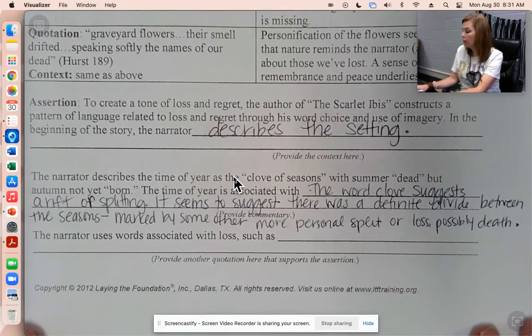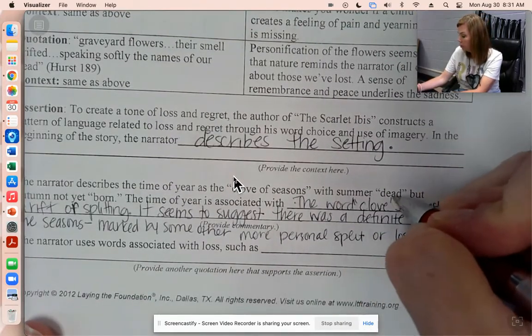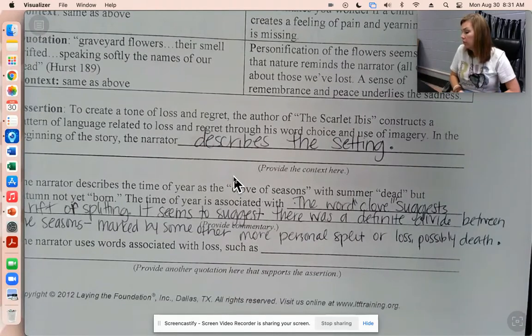So I wrote the word clove, and put that in quotes, suggests a rift or splitting. It seems to suggest that there was a definite divide between the seasons marked by some other more personal split or loss, possibly death. And now we know that it was the death of who? In the very first paragraph, he was foreshadowing the death of who? Oh, Doodle. Yeah, by his description of the seasons.